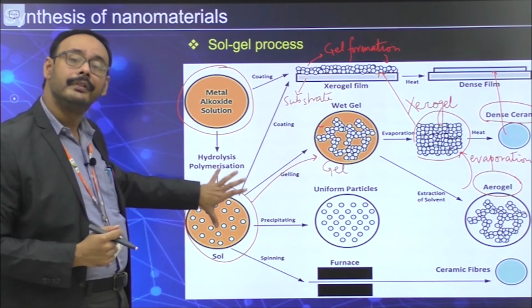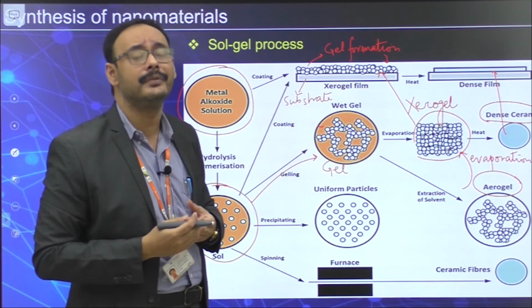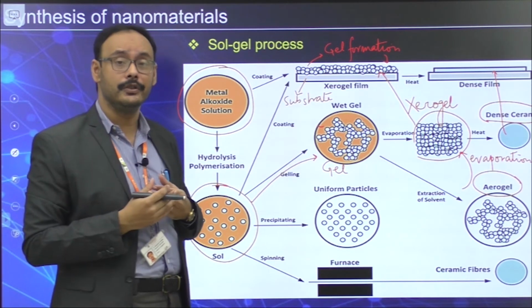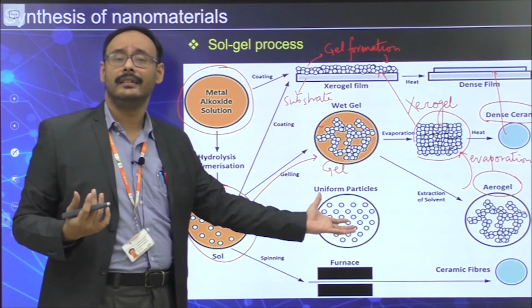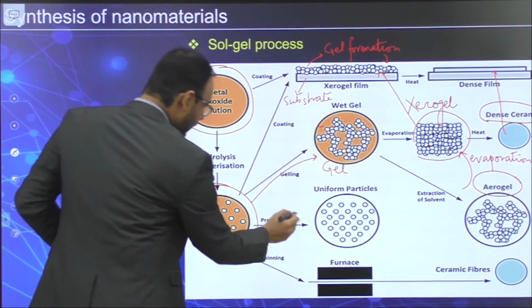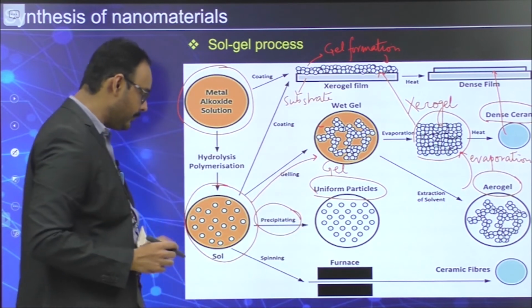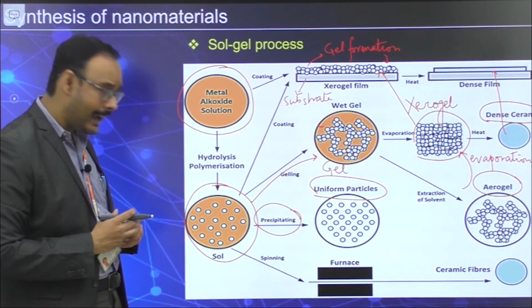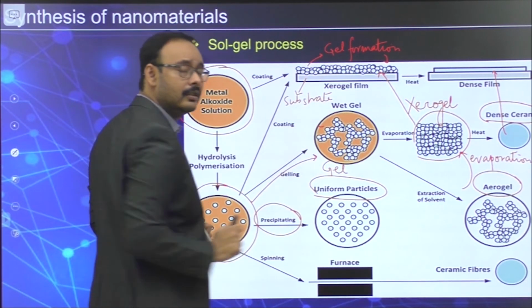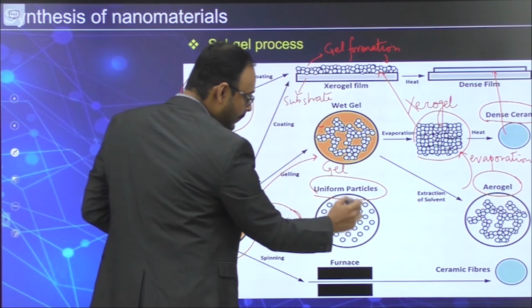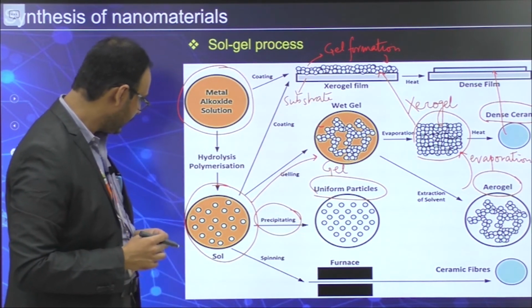Now if you have this one in your solution, by some way or the other you have a very strong centrifuging power, or some other method, you can separate it. Once you separate it, rather than precipitating it, you are going to get a uniform particle, because you have just removed the solvent from here, and this particle didn't have a chance to get to gel. So that's why you will have individual particles. That is also very important in some applications.